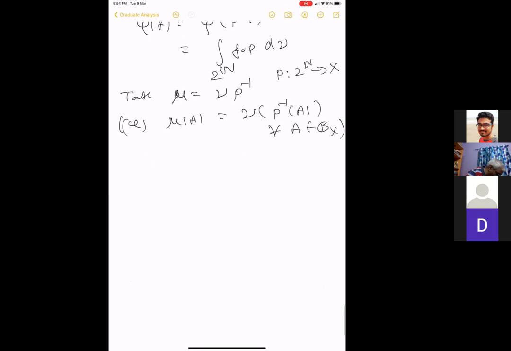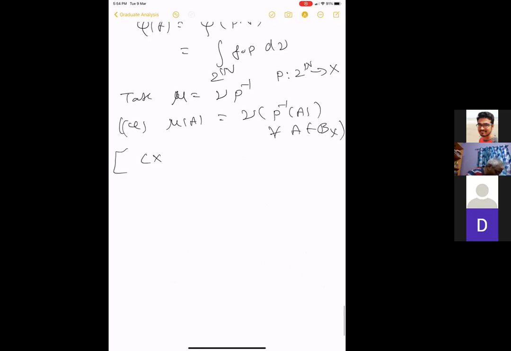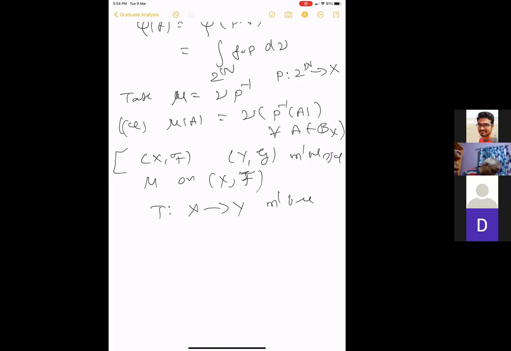In fact, this is a digression. If X and Y are measurable spaces, and mu is a measure on X, and you have a map T from X to Y which is measurable, that is, the inverse image of any measurable set in Y is a measurable set in X, then you can define a new measure mu T inverse of A equal to mu of T inverse A, for all A in the sigma algebra script F.